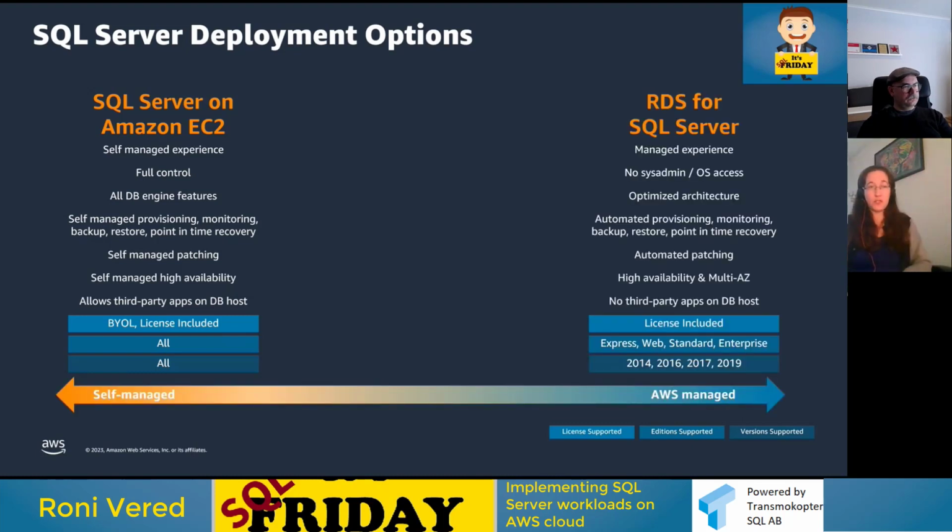The second option, which is right on the other end of the spectrum, is RDS for SQL Server. RDS stands for Relational Database Service, and it is an umbrella service for all the relational database engines that we provide for you in the AWS cloud. This session is mainly about RDS for SQL Server, but under the same umbrella we have Oracle, SQL Server, MySQL, Postgres, and MariaDB. So a lot of database engines are covered by the same umbrella service.